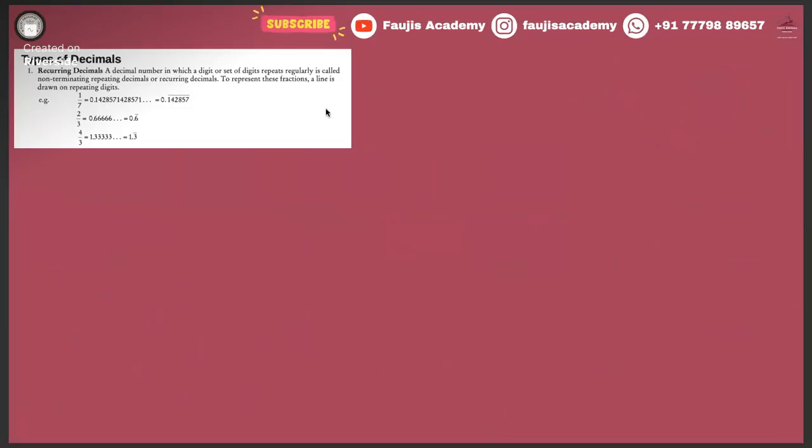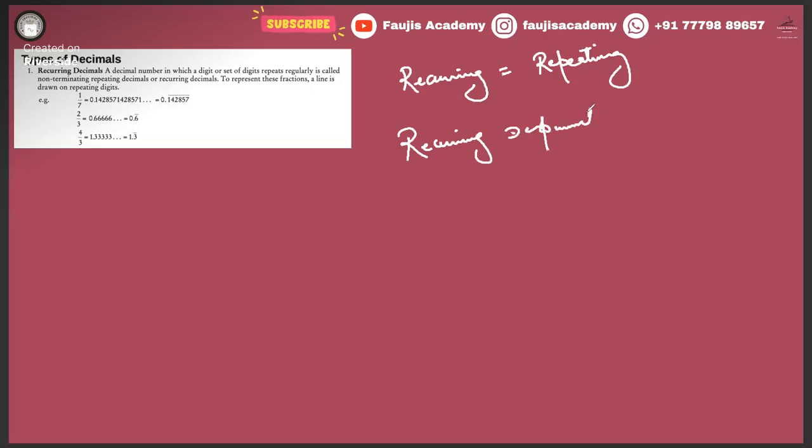Now we have to go with the types of decimals. What are recurring decimals? Recurring means repeating. In banks you have something called a recurring deposit, which means that you are putting in money frequently.